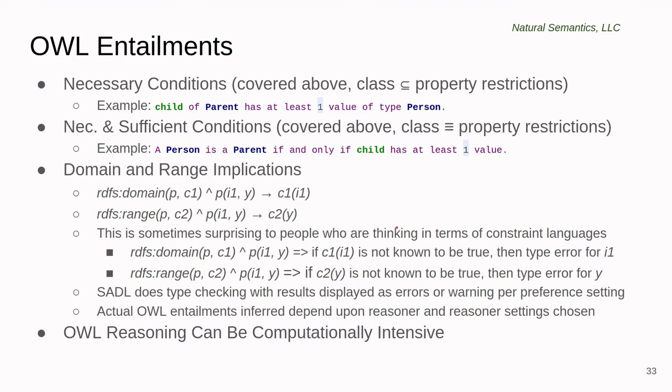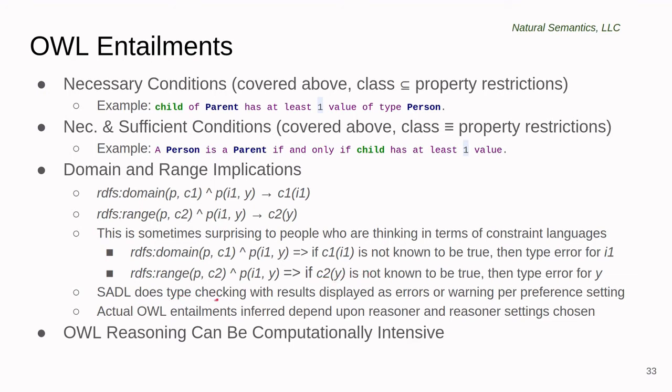Now, this domain and range entailment is sometimes a little surprising to people who are thinking in terms of constraint languages. In a constraint language, you would expect the domain of P is C1 and a triple where P of I1 is Y to mean that if I1 is not a member of the C1 class, then it's a type error. Likewise for range, if we have this triple that P of I1 is Y and the range of P is C2, then if Y doesn't belong to the C2 class, we expect a type error.